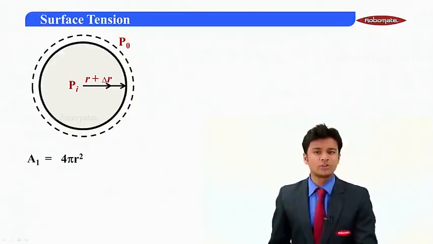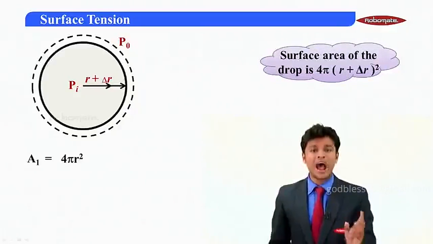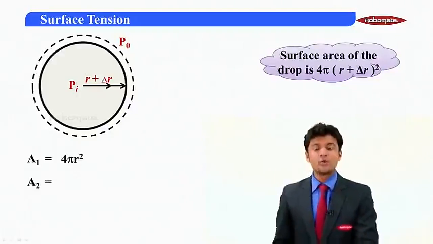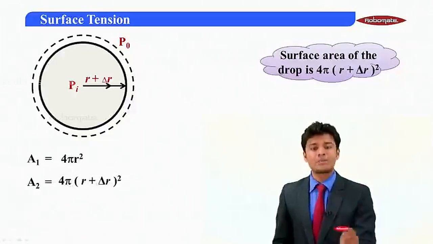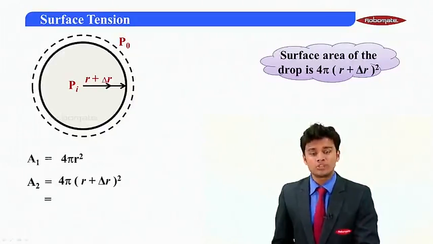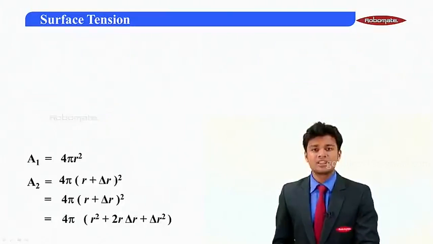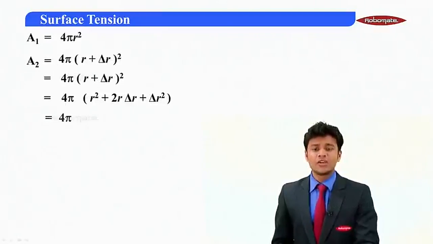So now if I were to write the total area of the drop, it would be 4 pi r square, where this time my radius is r plus delta r. So my new area A2 becomes 4 pi, inside the bracket I have r plus delta r the whole square. So if I solve it further, I get 4 pi r plus delta r the whole square, which is nothing but 4 pi r square plus 2r delta r plus delta r square. Now class, I can write it as 4 pi r square plus 2r delta r.